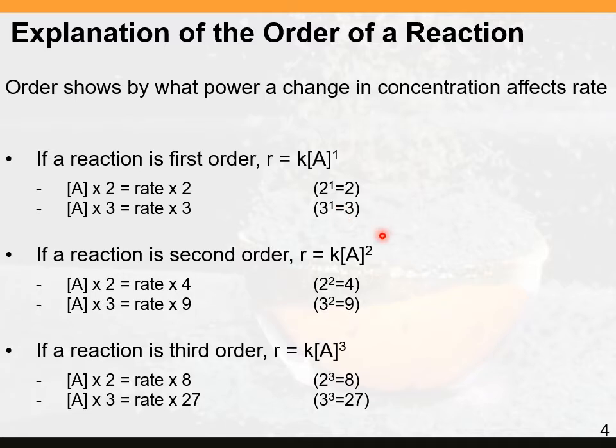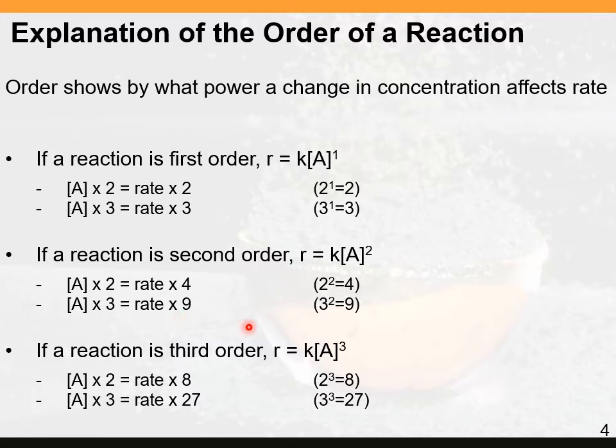But if the reaction is second order, A raised to power 2, if you double the concentration of A, twice the A raised to power 2 results in a fourfold increase in rate. Doubling of the concentration results in quadrupling of rate. If you change the concentration by a factor of 3, 3 raised to power 2, the order, is 9. Rate increases by a factor of 9.